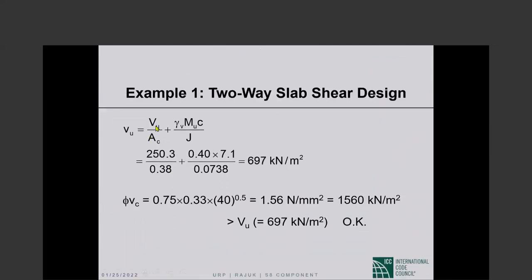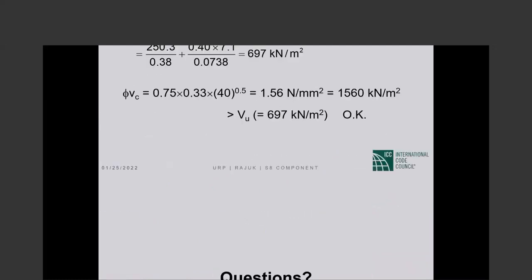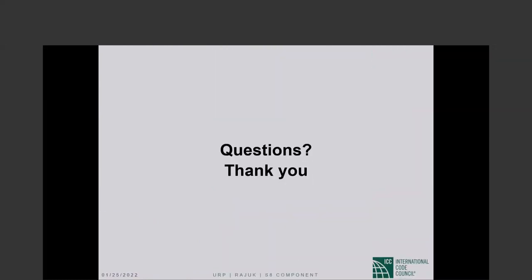So the direct shear divided by the total area of the critical section, gamma sub V of 0.4, transfer moment of 7.1, J over C 0.738 gives us 697 kilonewton per square meters. Phi times V sub C remains 1564 square root of F sub C prime, and we do not have a shear problem at the interior support. If you don't have a shear problem at the exterior support, you wouldn't have it at the interior support, but we still check. And that is the end of this study.